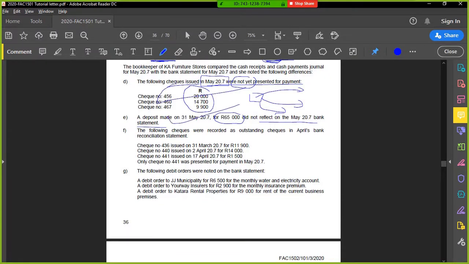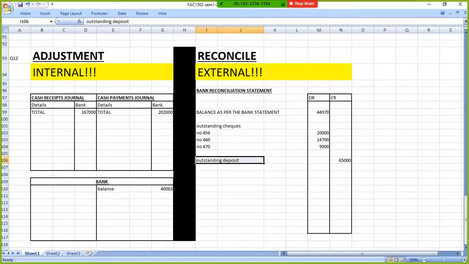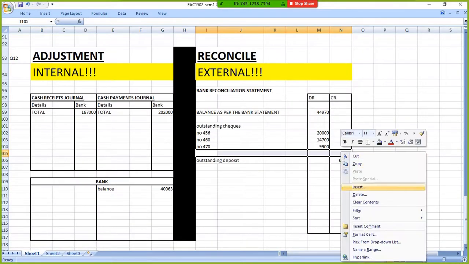Tick, tick. If the following checks were recorded as outstanding checks in April in the reconciliation statement, we've got a few here. Check number 436 issued on the 31st of March. Where are we? We're in May. Do you agree? Yes. If a check is more than 6 months, it becomes stale. This is March, so it'll be April, May. This check is still good. 436 is still outstanding, so it'll still be outstanding this month.